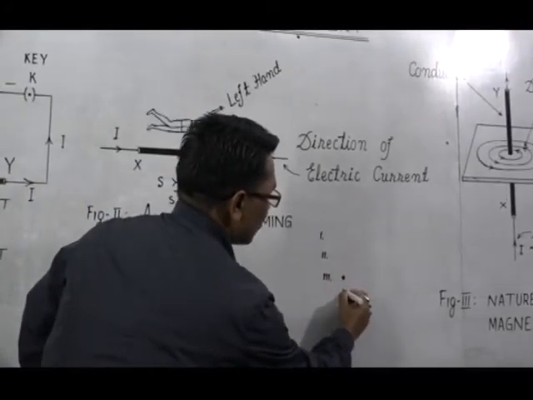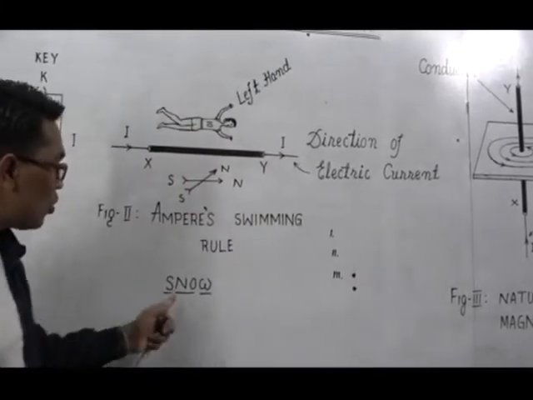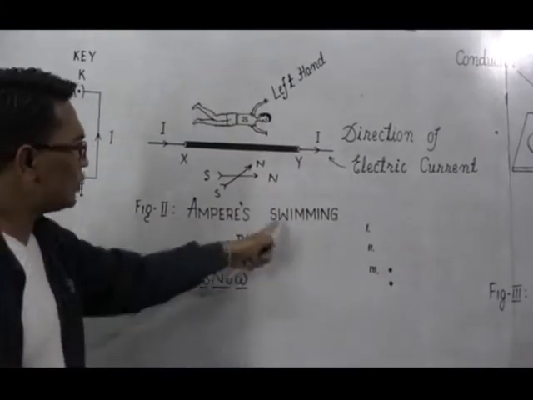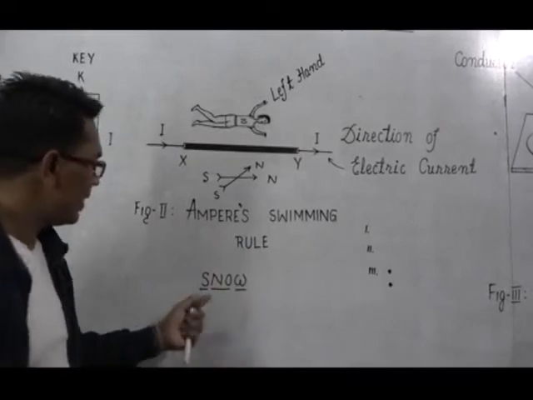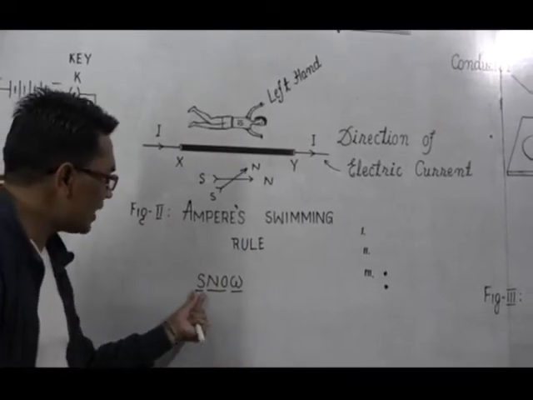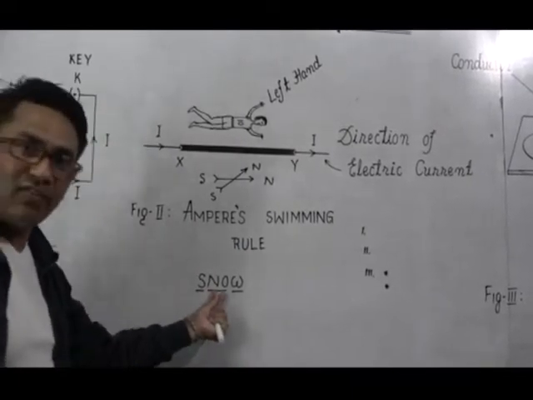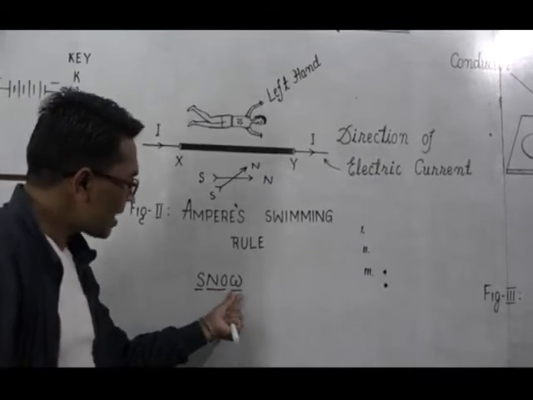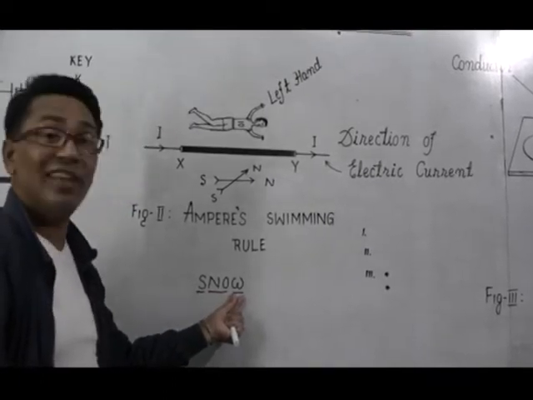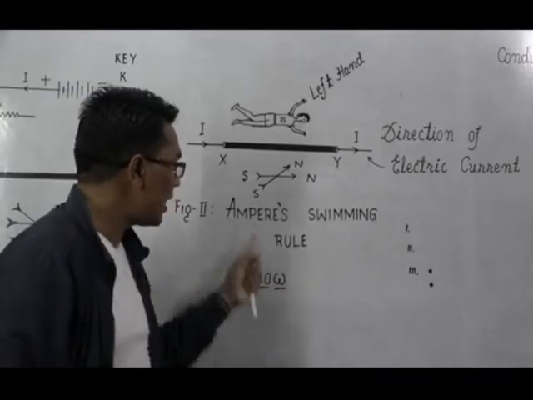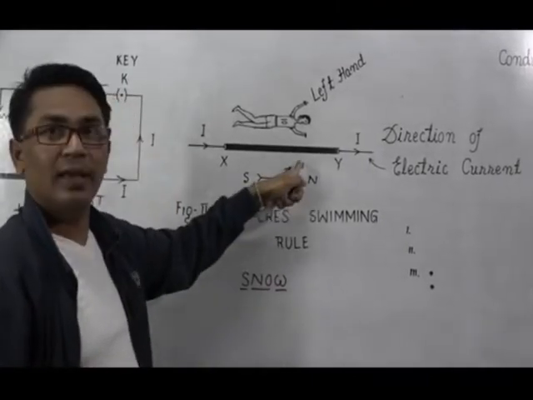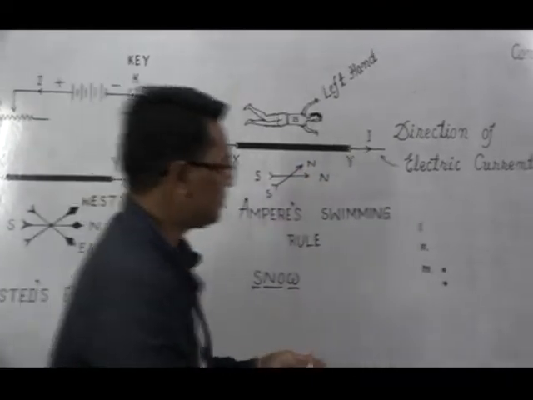The next rule is the snow rule. If the current flows from south to north on the conductor, then a needle placed below the conductor has its north pole deflected towards the west. This is the snow rule, and it gives the direction of deflection of the needle.